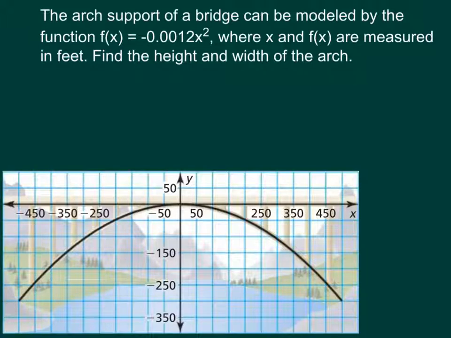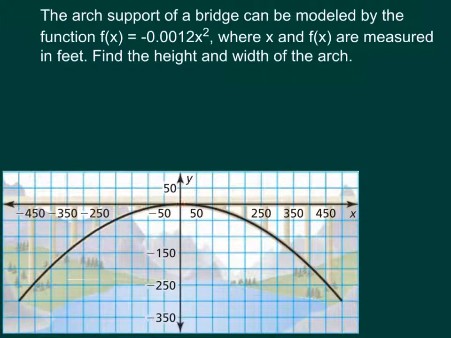Let's just take a look at a pretty basic word problem here. There's a bridge that has an arch support that can be modeled by the function f of x equals negative 0.0012x squared. And this is the arch support here, where x and f of x are measured in feet. We want to find the height and width of the arch. This is really nothing more than just looking at the graph of this function.